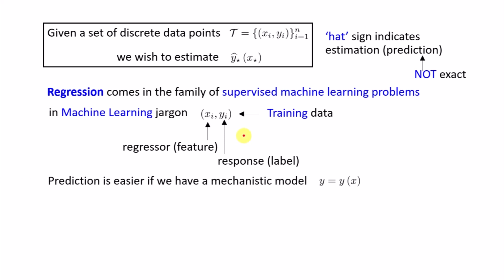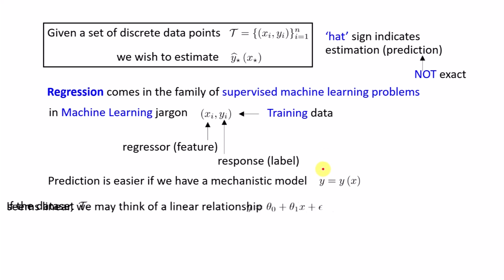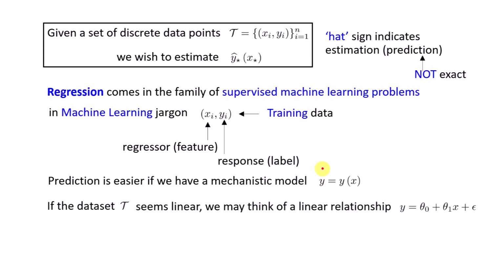Now think about the case where we do have a mechanistic model between x and y, where y can be written as some function of x. If we have that, then all this question of taking this data and training the model is not necessary at all. In fact, this entire data set will be completely unnecessary, and we can simply plug in the value of x star here, and immediately we can get an exact value y star. The problem occurs, of course, when we do not have such a model. Instead, we have a data set.